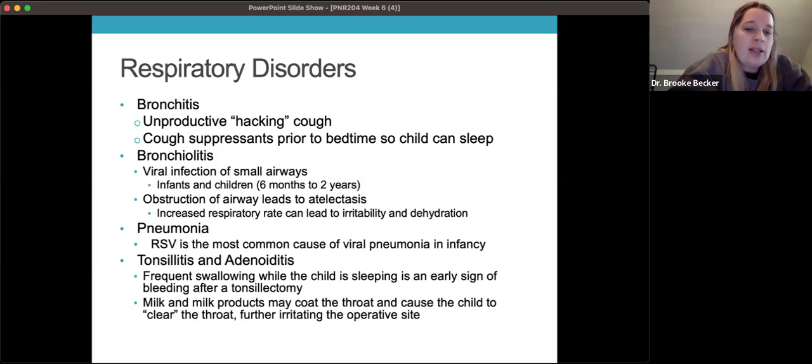Tonsillitis and adenoiditis. So tonsillitis is inflammation of your tonsils. Adenoiditis is inflammation of your adenoids. So you'll see kids with tonsillitis. There can be viral tonsillitis. There's also tonsillitis from strep. So if kids have a lot of strep and a lot of troubles with strep throat, then those kids need to have their tonsils taken out.